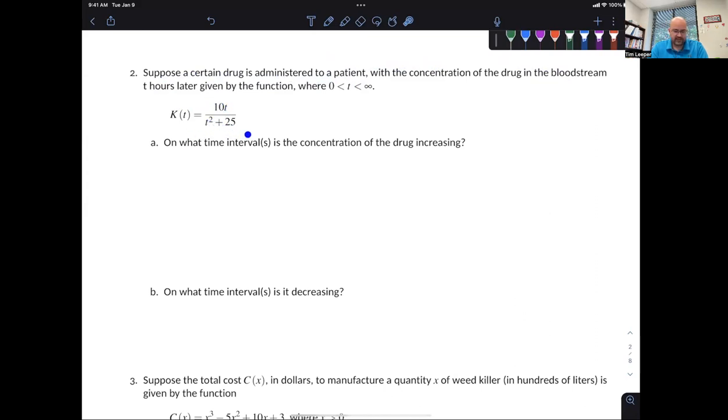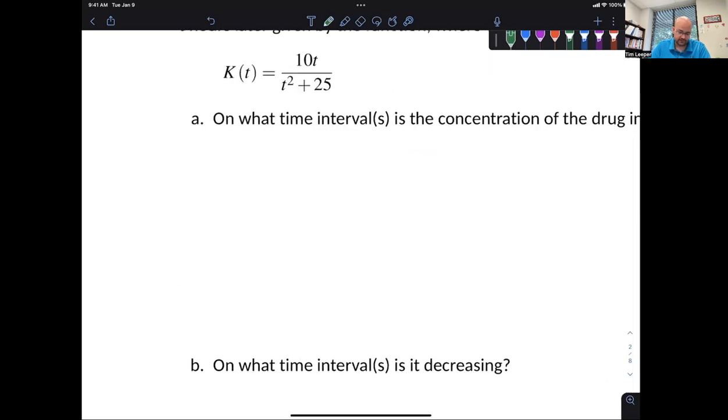On what time interval or intervals is the concentration of the drug increasing? And on what interval or intervals is it decreasing? Now, notice that 0 is less than t is less than infinity. This is our domain. So this is where we have to look. So where's the drug concentration increasing for time t? Well, to do that, we need to find the derivative of k of t here.